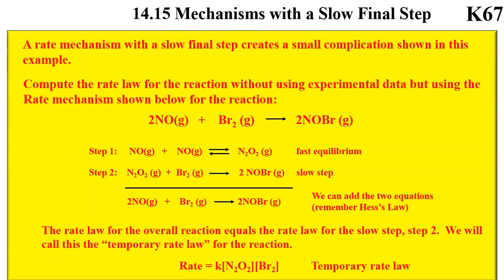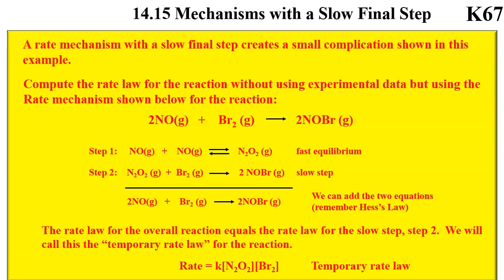So that makes the situation a little more complicated as to what's going to happen to that N2O2. That's why we call this the temporary rate law, because look at the second step. That's the rate determining step. That means that the rate law for the overall reaction, the one at the very top, should equal the rate law for step 2, since it's the slow step. So what would that rate law be? Well, we see it down at the bottom. The rate would be K times the concentration of N2O2 times the concentration of Br2. In other words, the reactants in step 2 are the reactants that are going to be in the overall rate law. But there's a problem.